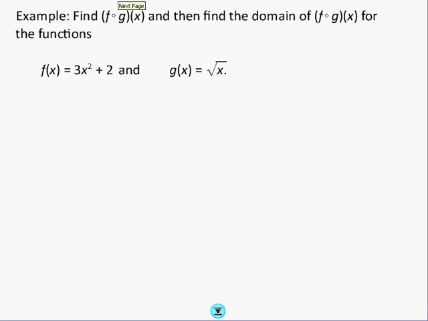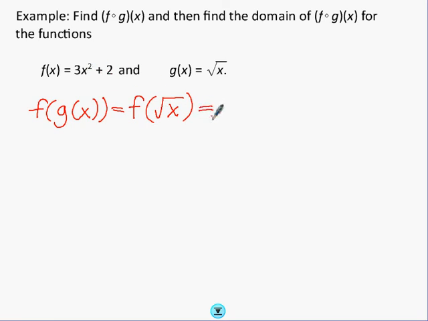Okay, so we're going to build a composite function in this case, and when we're done, we need to find the domain for f of g of x. Well, let's go ahead and find f of g of x. Because g is on the inside, it goes first, so f is waiting patiently outside. g of x is the square root of x. And now I'm going to plug this into f of x.